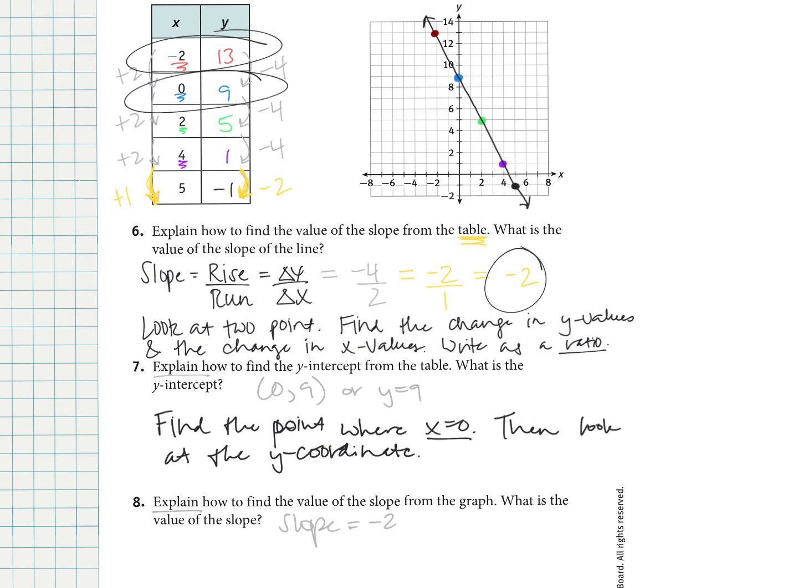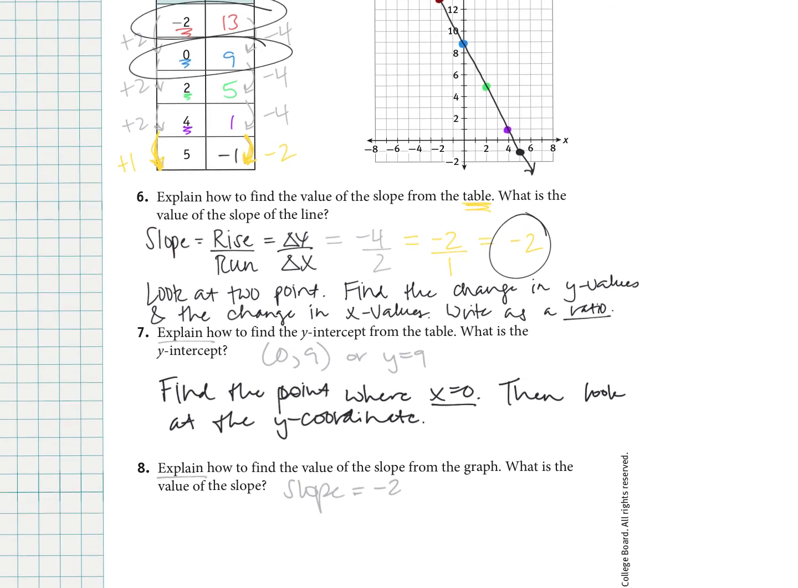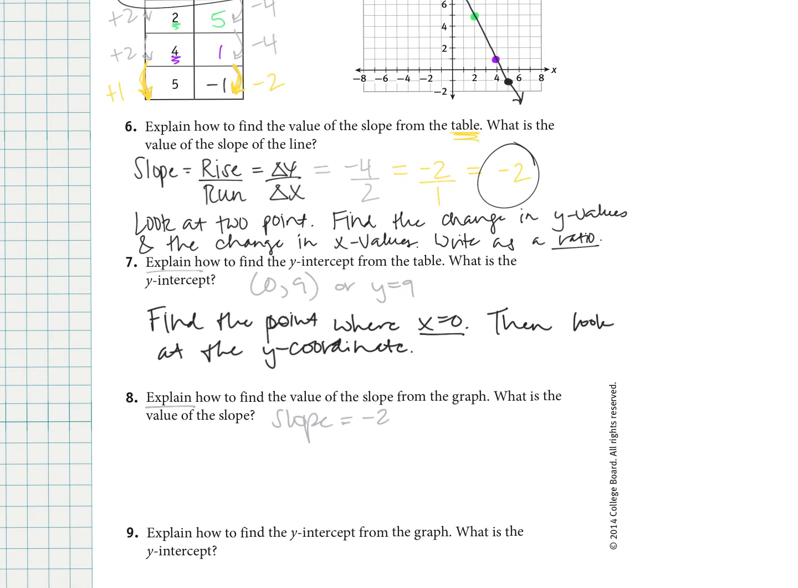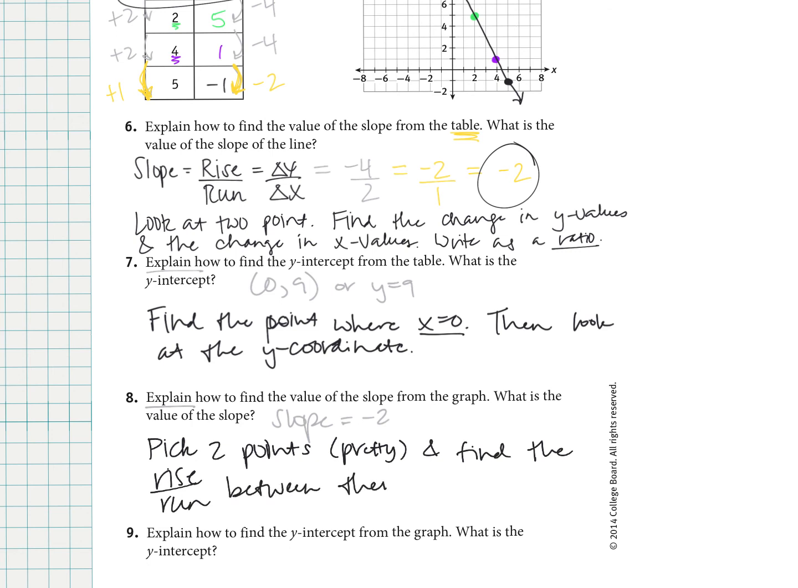Now, our explanation could be that we can pick 2 points. And remember, I always try to say pretty points, right? That means ones that have some nice whole numbers. So pick 2 points and find the rise over run between them. It's a lot easier when we do have our visual to be able to find the slope.